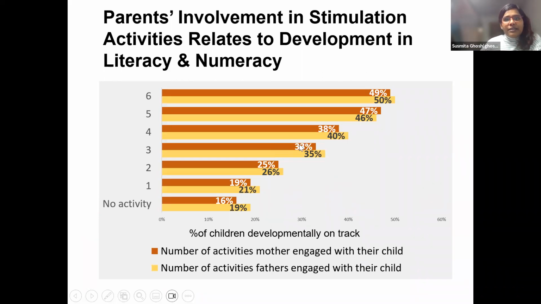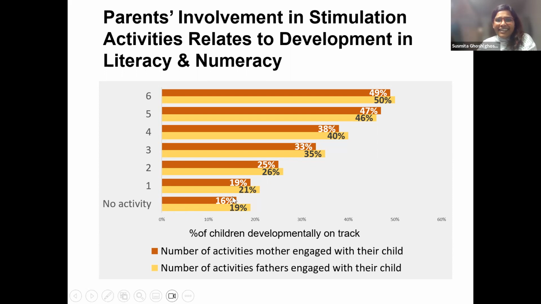This figure is showing the parents' involvement in stimulation activities. The horizontal axis is showing the percentage of children developmentally on track in literacy and numeracy, and the vertical axis is showing the number of activities that parents are engaged in with their child. The orange bar shows the number of activities that mothers engaged in with their child, and the yellow bar represents the number of activities that fathers engaged in with their child.